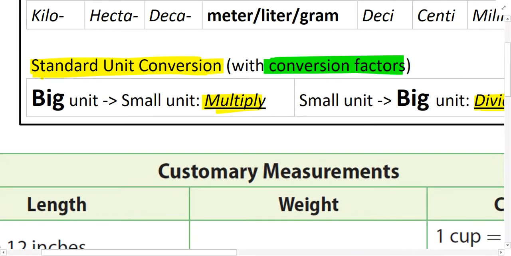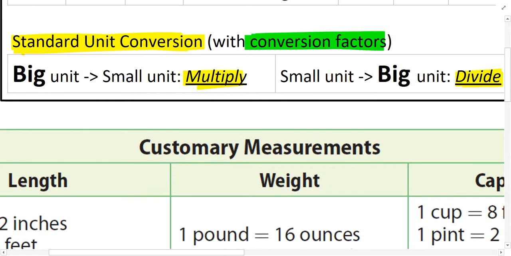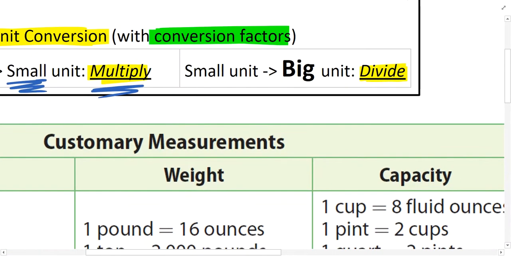By the way, it's worth noting that you could use this method with metric units as well. You're just multiplying by tens or hundreds or thousands, which would essentially complete the decimal movement as well. But in order to use this set of rules, you've got to think about the size of the unit in which you're dealing. If you're taking a large unit like miles and converting to a small unit like feet, since miles are larger than feet, you're going from a big unit to a small unit, you would multiply by your conversion factor. And the opposite is true as well.